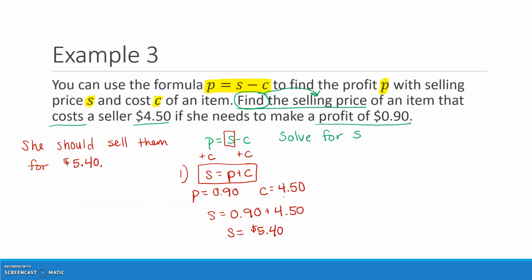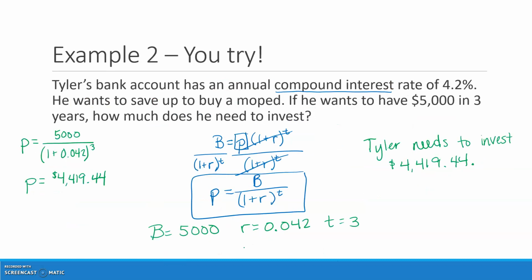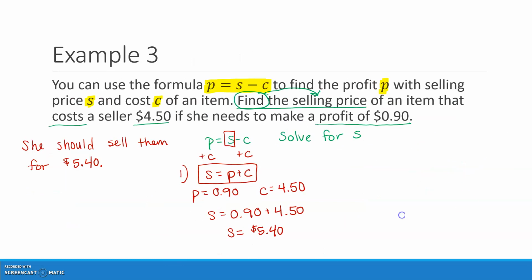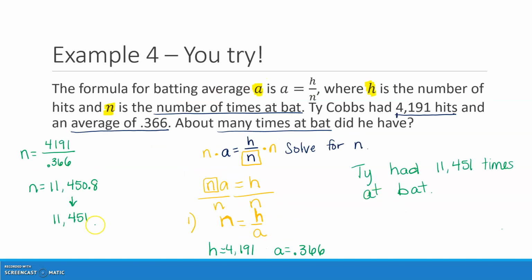On these previous problems, because we were talking about money, we needed two decimals. But here, we're talking about times at bat, so we have to recognize that we do need a whole number, and that is part of your job as the mathematician here. You have to recognize, do I need to round a decimal or do I need whole numbers?